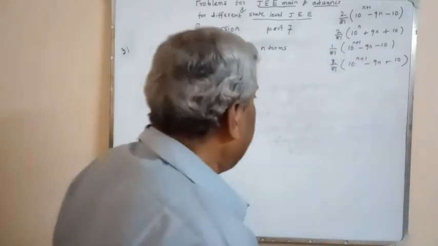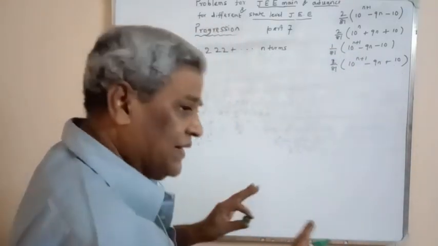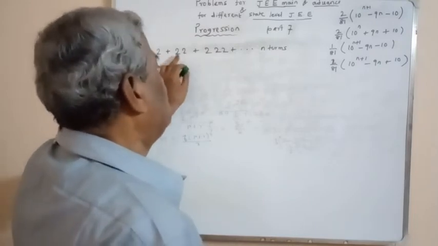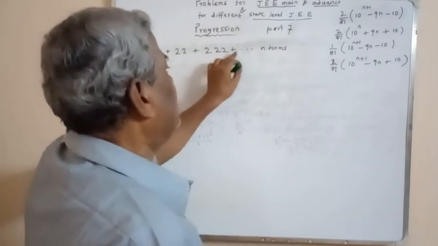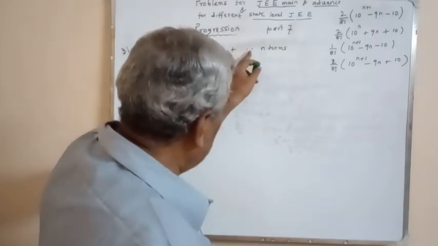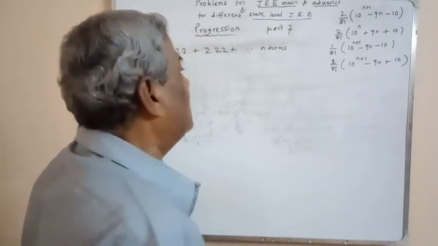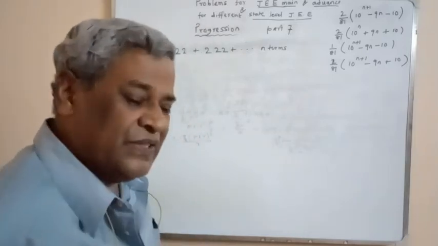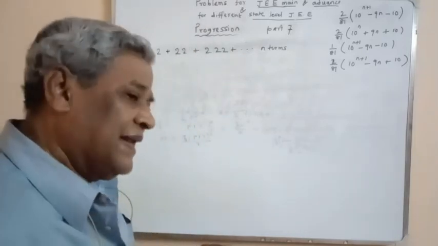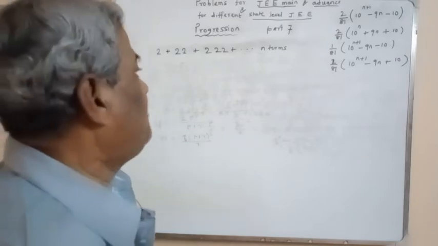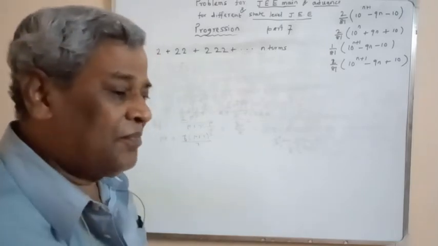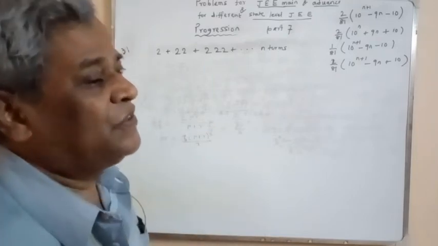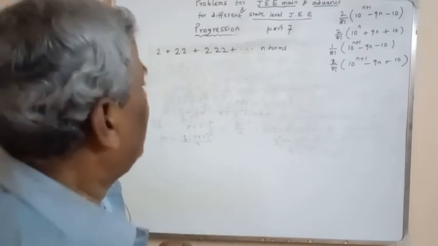So there are n numbers, a special type of number. The first is 2, then 22, then 222, then 2222, and this way up to n terms. We have to find the sum. It is clear that they are neither in AP nor in GP. We have to find a process so that it becomes a GP or AP.